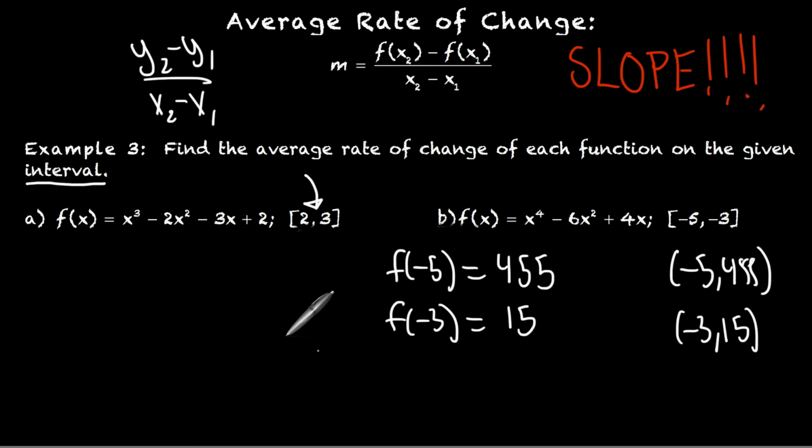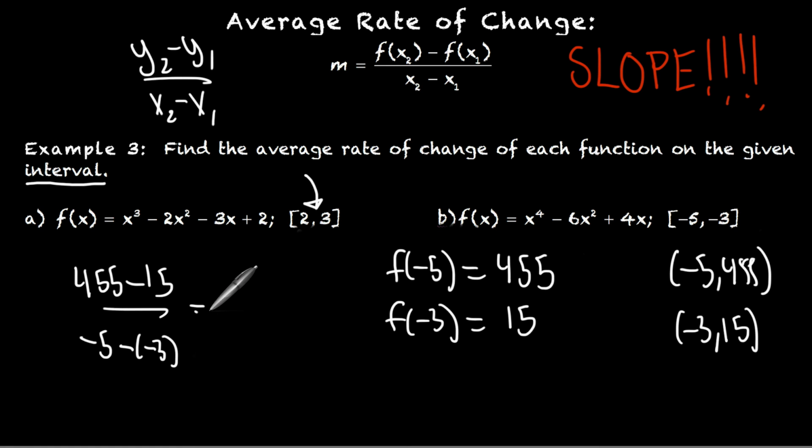So I'm going to do the slope over here. So 455 minus 15 over negative 5 minus negative 3, double minus. And that's going to give you 440 over, well, if it's a double minus, it's really plus. So that's going to be negative 2. So that's going to end up giving you negative 220.